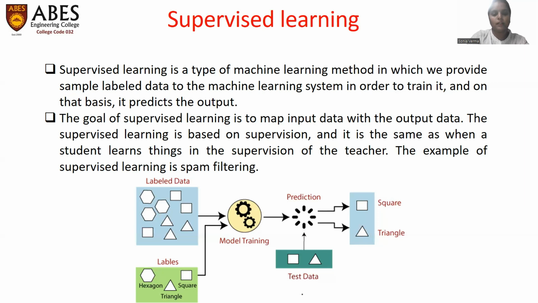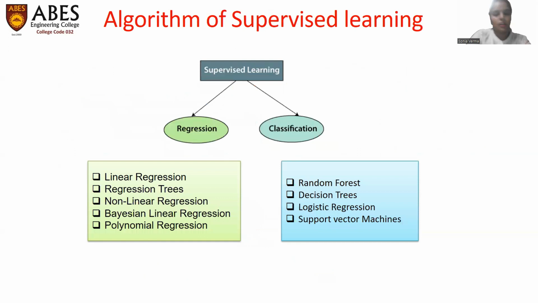In the diagram, we see that we have labeled data, and we apply some algorithm for training our model, and then it will predict the output based on the test data.